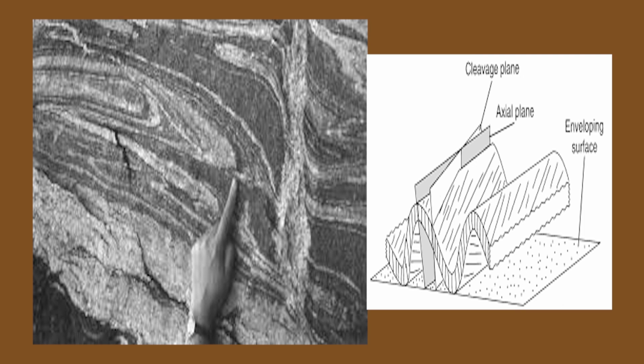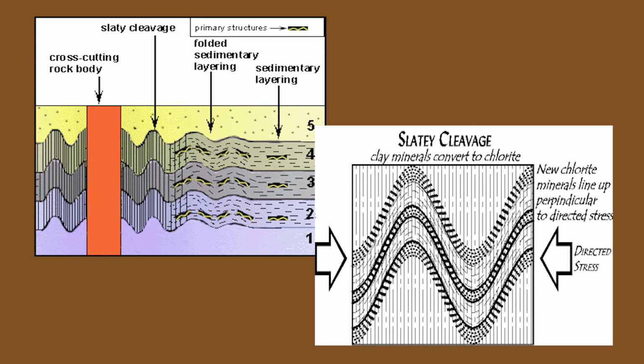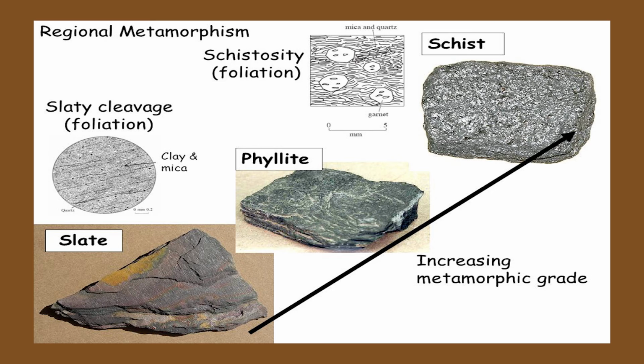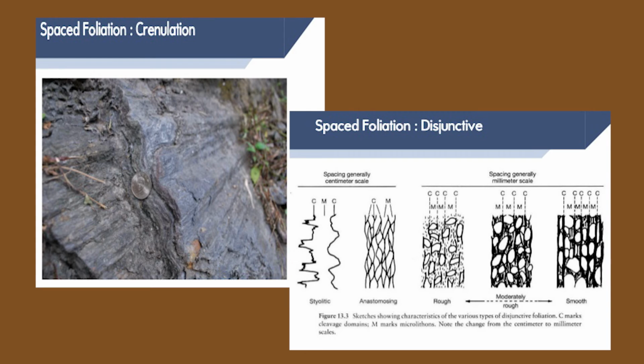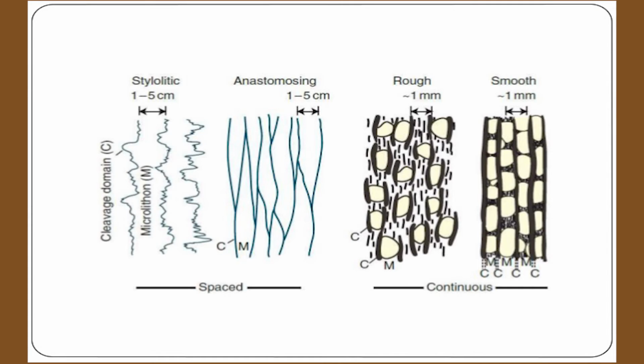Fine-grained continuous cleavage may also be called slaty cleavage because its typified state, phyllites, have a slightly coarser continuous cleavage. When individual aligned crystals become large enough to see with the unaided eye, the foliation is called schistosity. Spaced foliations are further subdivided and described on the basis of the spacing and shape of the cleavage domain, the presence of the granulation, the spatial relation between the domains, and whether the domains grade into microlithons or not.